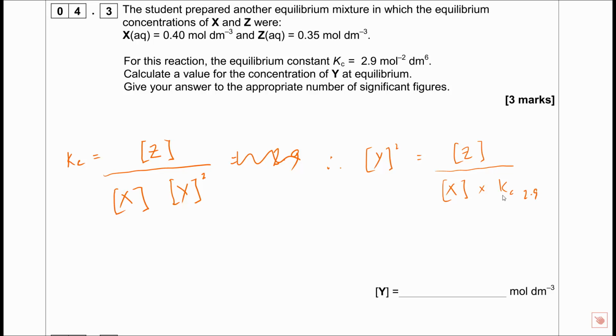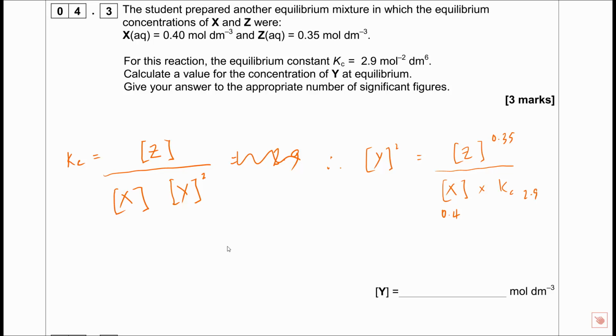I would do this in a different way if I was you, but I'm just going to do this for sake of time and ease. 2.9 is our Kc value. We are given concentrations of X, so no conversions required. X we can just put in as 0.4, Z we can put in as 0.35. I don't have to worry about multiplying these up or squaring them or cubing them, because they're just as they are. 0.4 times 2.9 on the bottom, 0.35 on the top. Get our value, which comes out at, I don't know, I'm not working it out.